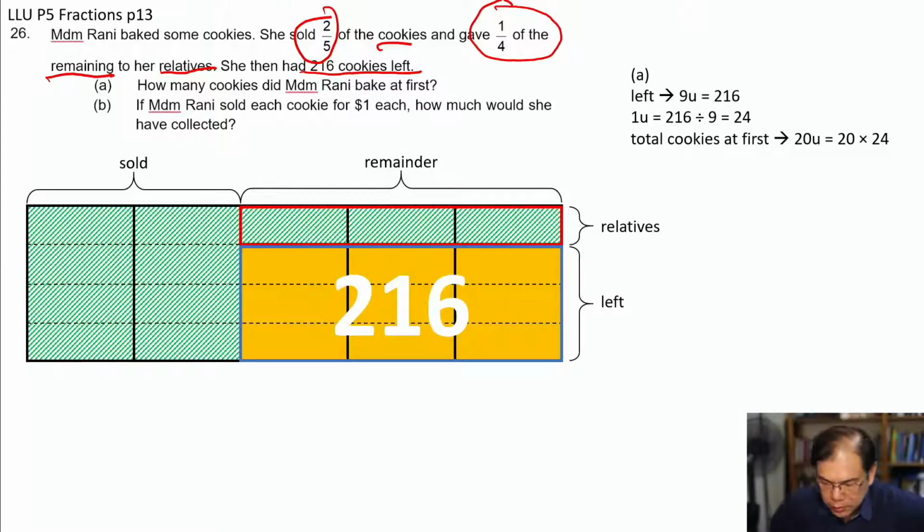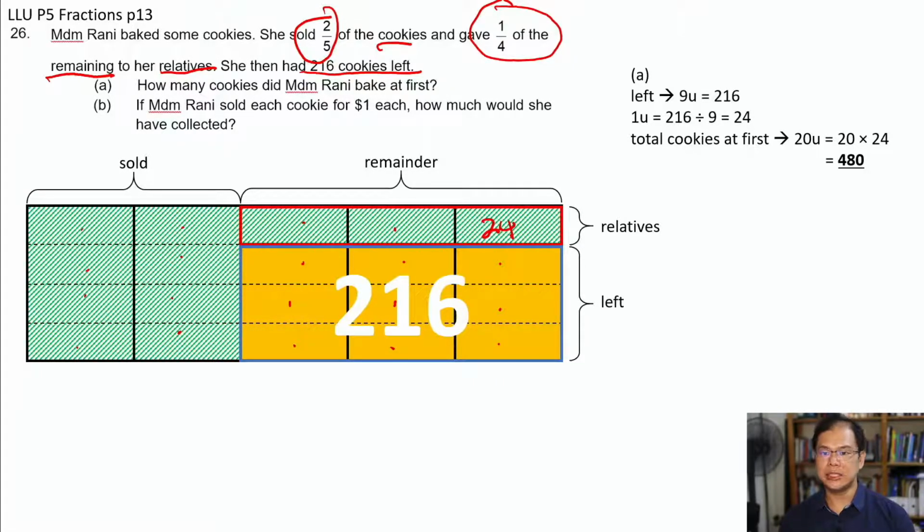So there are a total of 20 units in this model. Right, 1, 2, 3, 4, 5, 6, 7, 8, 9, 10, 11, 12, 13, 14, 15, 16, 17, 18, 19, 20. Right, so 20 units, each unit is 24. Okay, so that will be a total of 480 cookies.